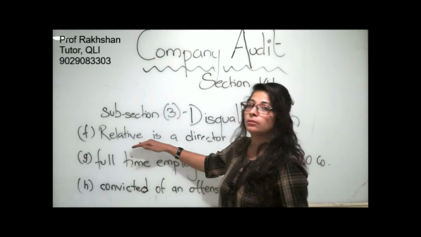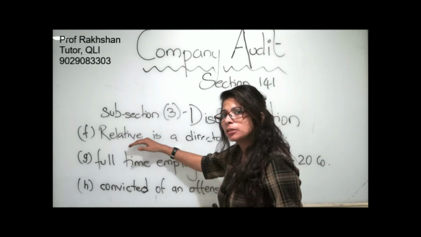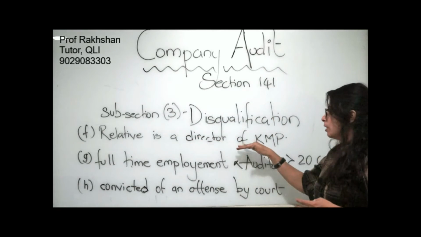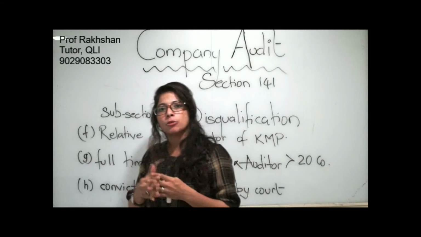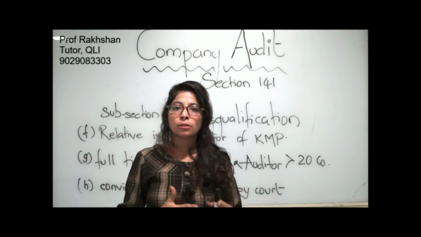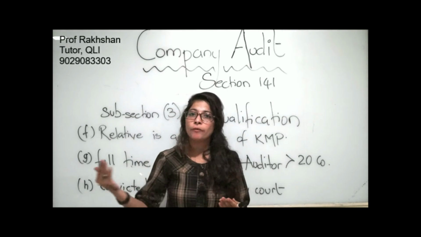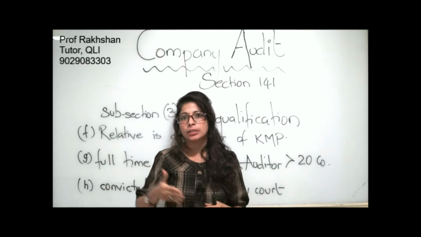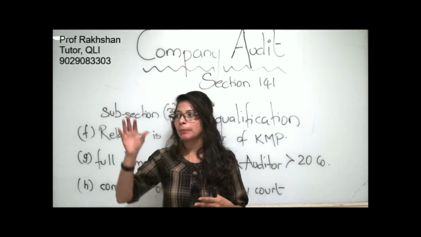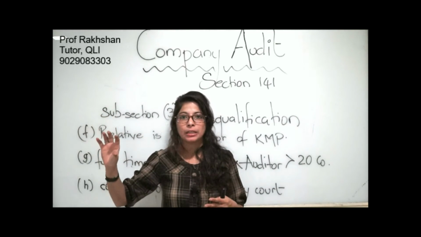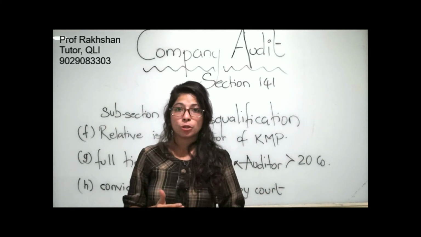Now we'll study clause F, which says that if the person or the individual's relative is a director or a key managerial personnel of an entity, that individual will not be allowed to be the auditor of the company or will be disqualified. Say, for example, I am appointed as an auditor of XYZ Limited and my brother is a director in the same company. Now it is more than obvious that to safeguard my brother's job or my brother's company, I will never issue a qualified report. Again, the question of independence comes into the picture.